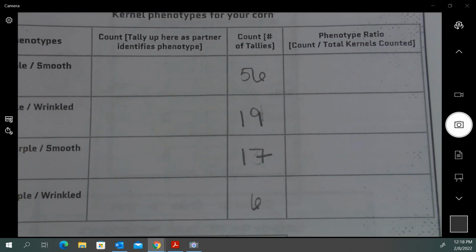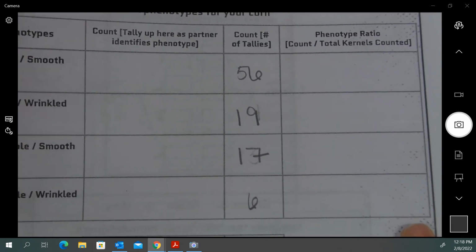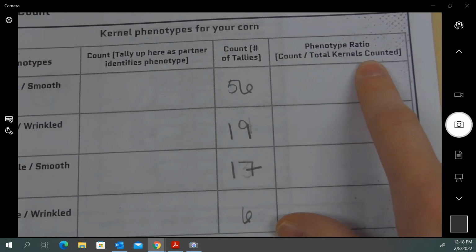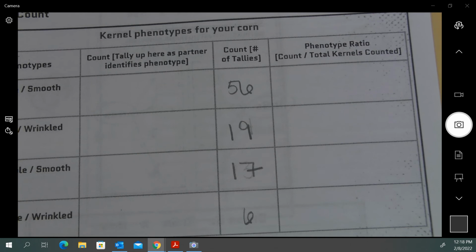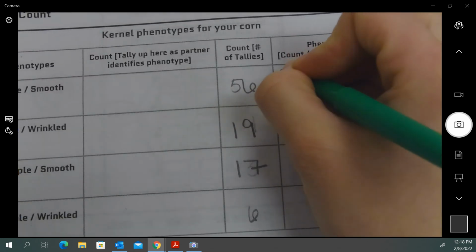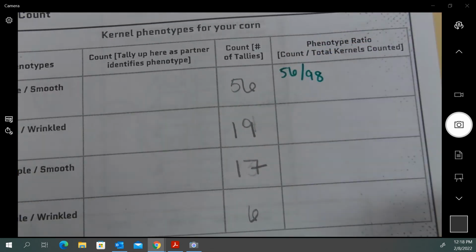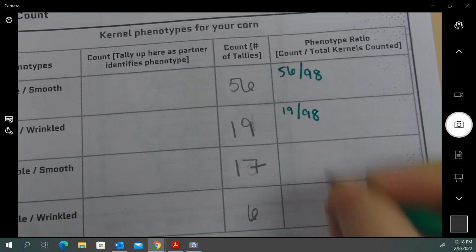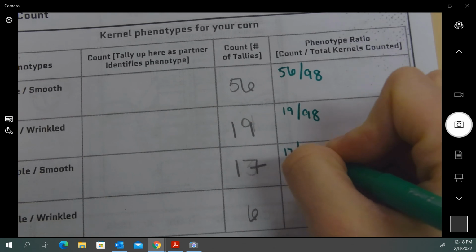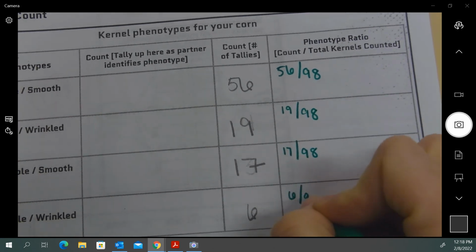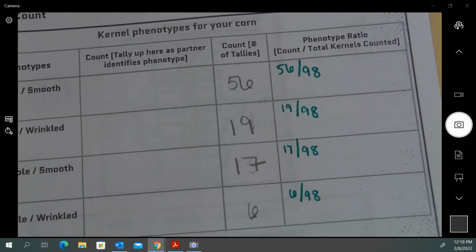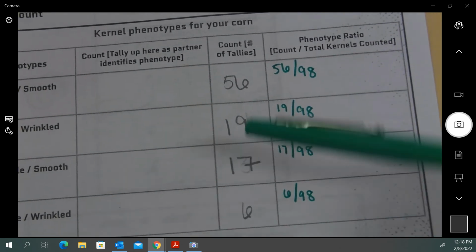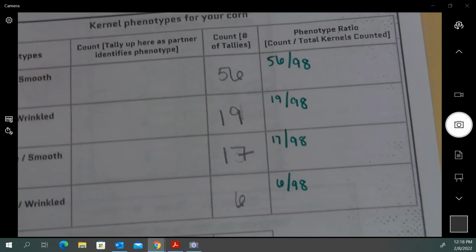So the next thing that we're going to do is fill in the phenotype ratio. The way that you do this is it's our count over our total kernels counted. So my first one is going to be 56 over 98. My next one is going to be 19 out of 98. My third one down, 17 out of 98. My last one down is 6 out of 98. So go ahead, pause the video, take a minute, and make sure that you got your phenotype ratios written down with your numbers. So your numbers here and your total kernels counted down below.